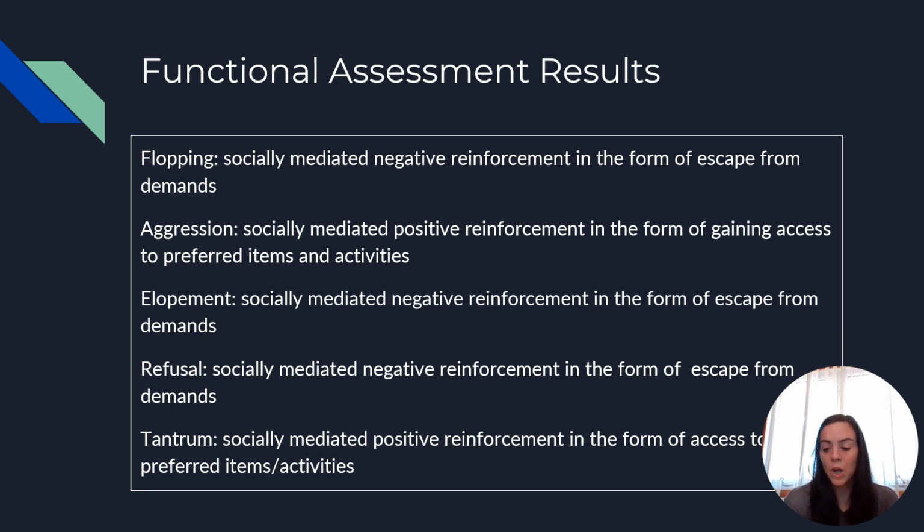Next is aggression. Aggression is operationally defined as any instance of the client using an open or closed hand to make forceful contact with any part of a person's body or pulling another person's hair. The function of aggression is determined to be socially mediated positive reinforcement in the form of gaining access to preferred items and activities. Next is elopement. Elopement is operationally defined as any instance of the client moving more than 3 feet from the designated area without permission. The function maintaining elopement is determined to be socially mediated negative reinforcement in the form of escape from demands.